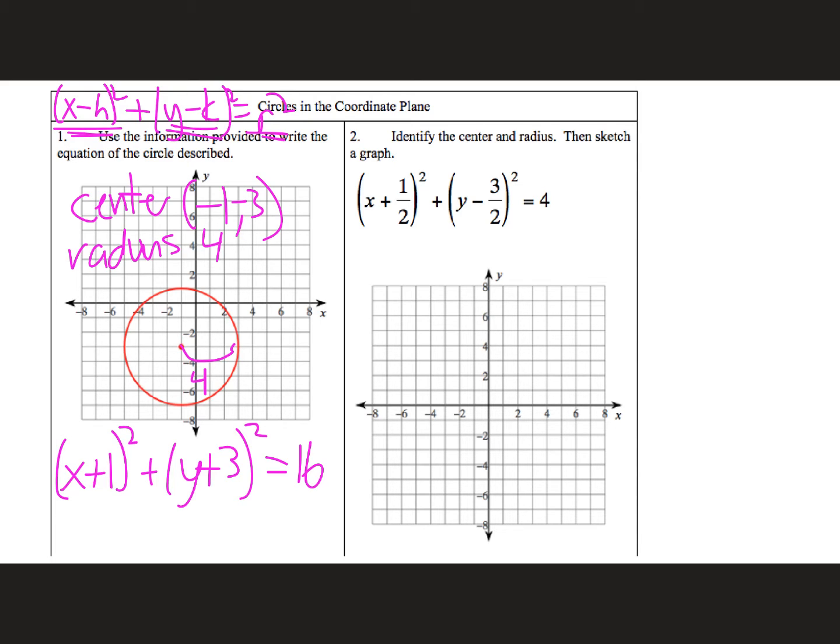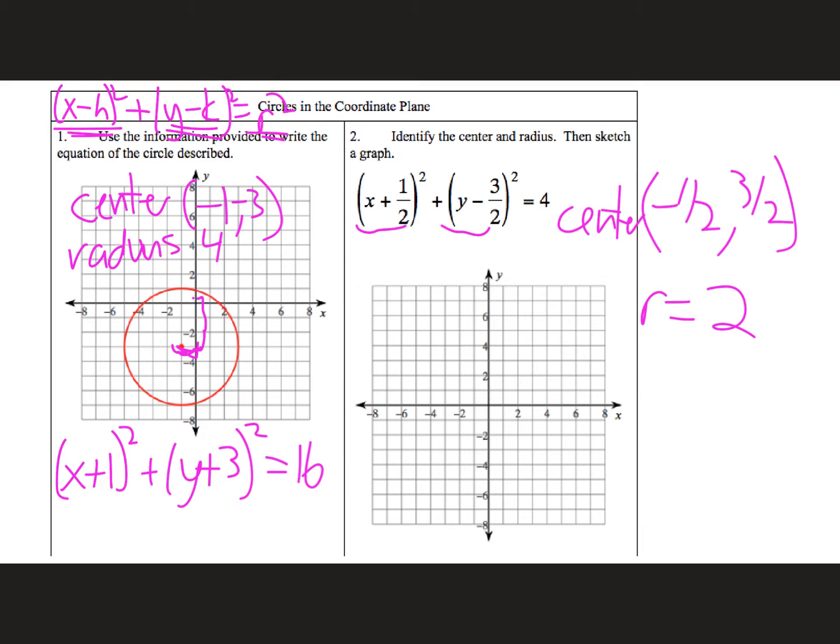Basically, you can think of it as, if this helps, I don't know if this will help you. We're 1 away here, so if we were to add 1 to the x value, we'd get back to 0, so x plus 1. If we were to add 3 to the y value, we'd get back to the origin. So that's why it's y plus 3. So using that idea, my center is going to be -1/2, +3/2. It's whatever makes these expressions equal to 0. So that's my center. And then my radius, that's r squared, is 4, so that means r is 2.